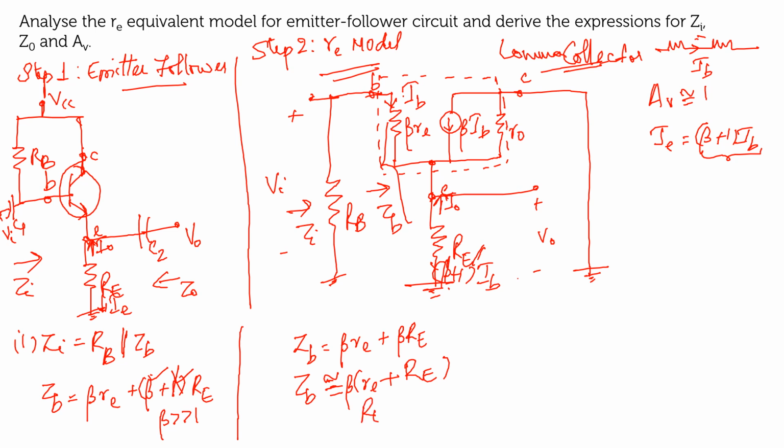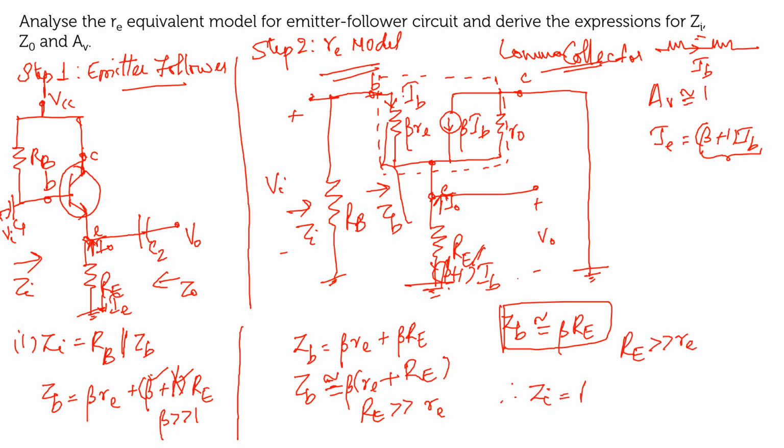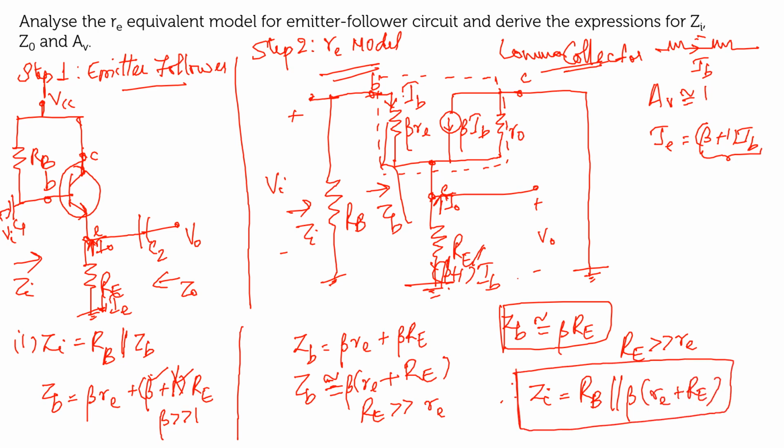But you know that capital RE is normally very much greater than small re. So I can approximate that Zb will be approximately equal to beta into capital RE, under the condition capital RE greater than small re. So what will be your input impedance? Input impedance is equal to RB parallel to Zb. I am writing without the condition: beta into re plus RE. This will be your input impedance.